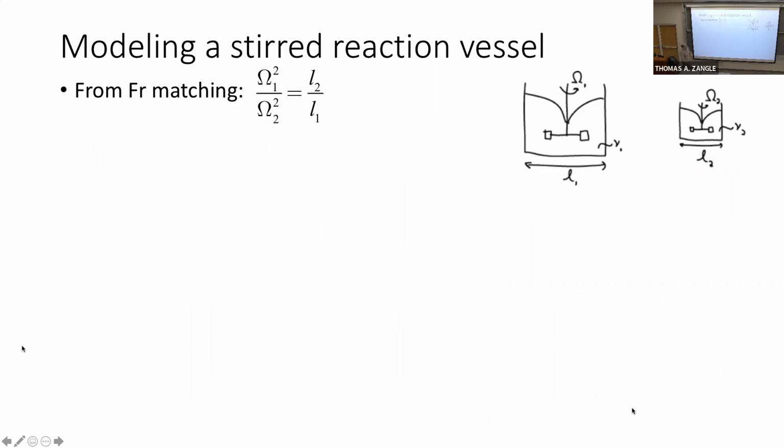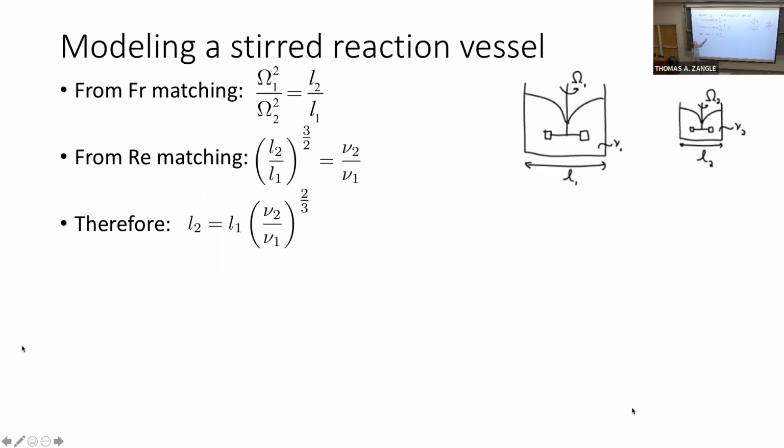So now we can use some algebra to work this out. g drops out from the Froude number matching, and we end up with this expression: omega 1 squared over omega 2 squared is L2 over L1. From Reynolds number matching, we then plug that into our Reynolds number expression, and we develop this expression: L2 over L1 is nu 2 over nu 1 to the 2/3 power. And so we now have a condition: L2 is L1 times the 2/3 power of the ratio of the viscosities.